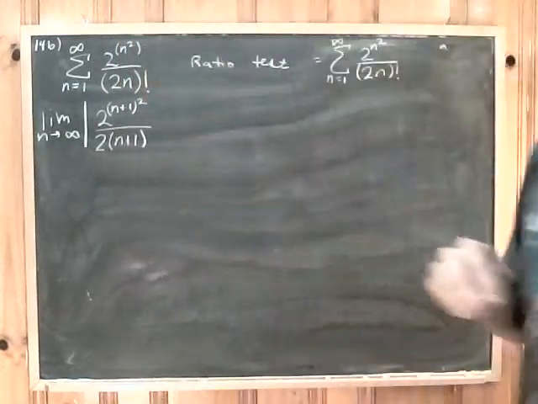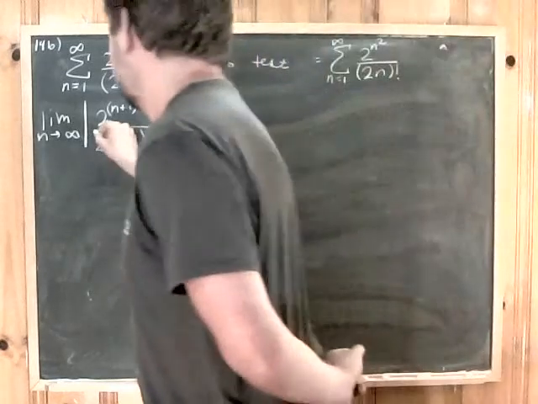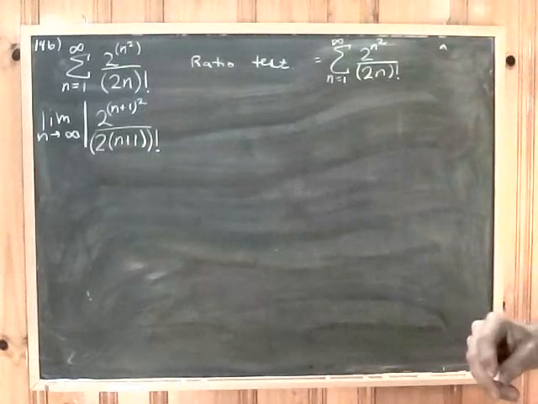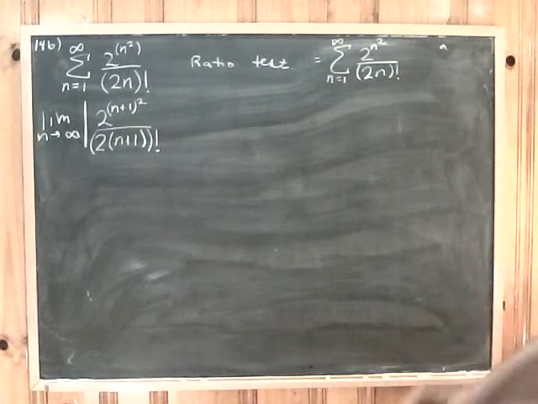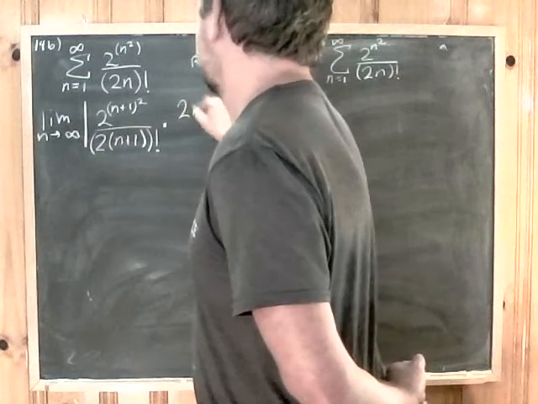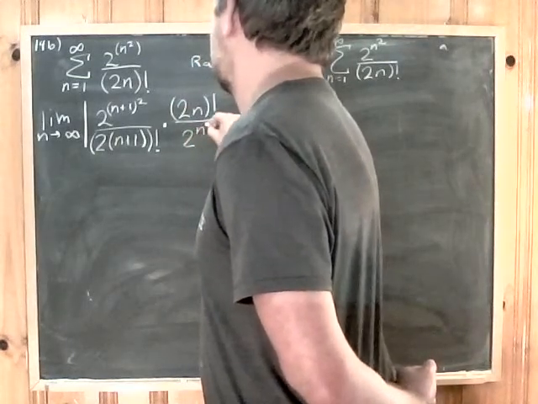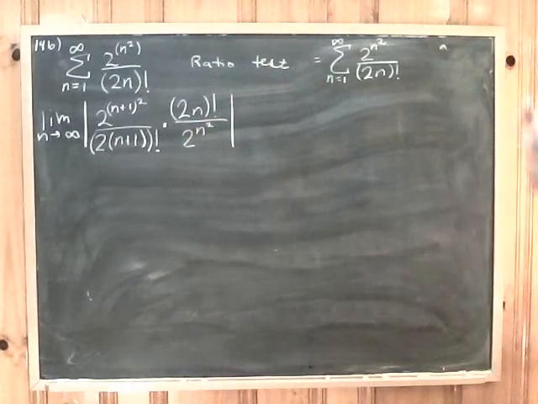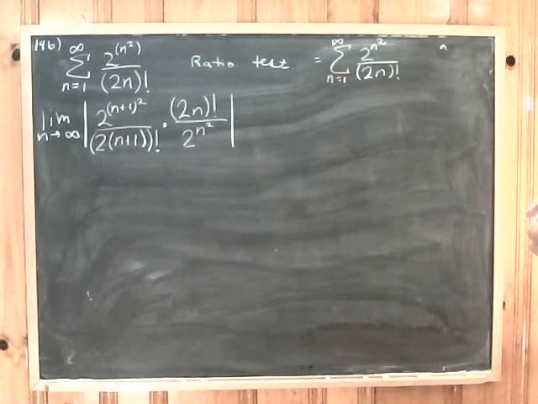And I needed parentheses around those too because it's 2 times n plus 1. And I need parentheses around that whole thing because the factorial happens after the multiplication by 2. Then a copy of the original. However, it's divided by the original, so I just multiplied it by the reciprocal, flipped it.